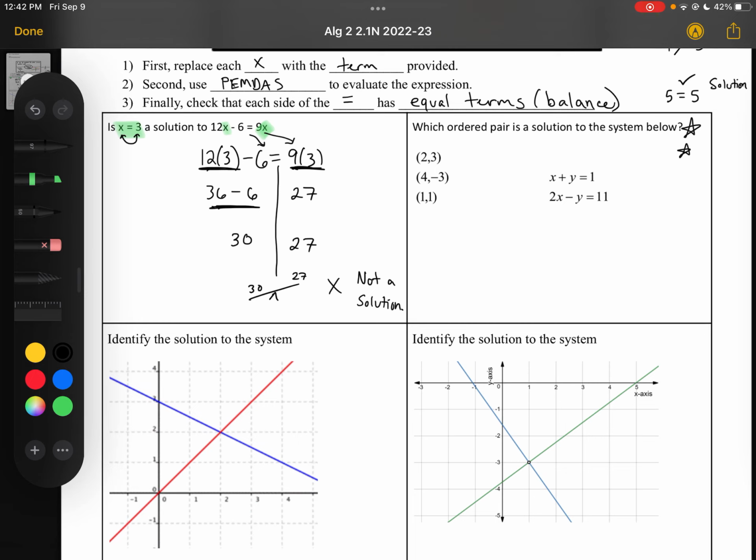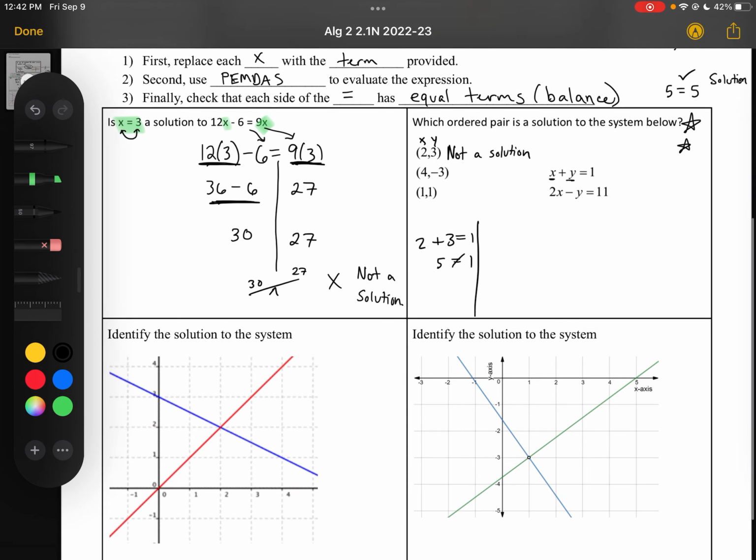So what we want to do is just one at a time here. We have x and we have y. So everywhere that there's an x, we'll put in a 2. Everywhere that there's a y, we'll put in a 3. So plugging into our first equation here with our first term, we'll get 5 equals 1. So that is not a solution. If it fails one of them, we know it doesn't work for both. So because it doesn't work for both, we say not a solution.